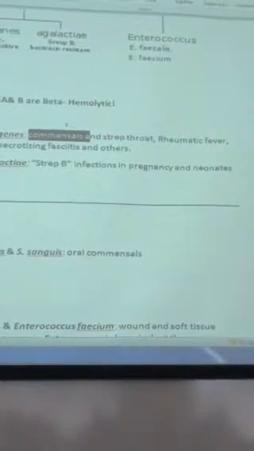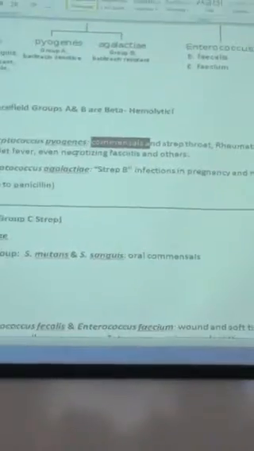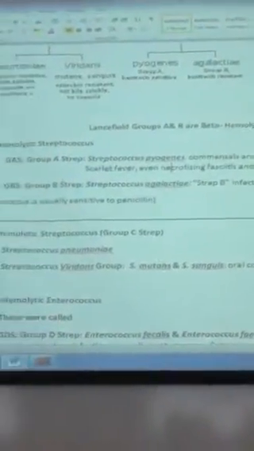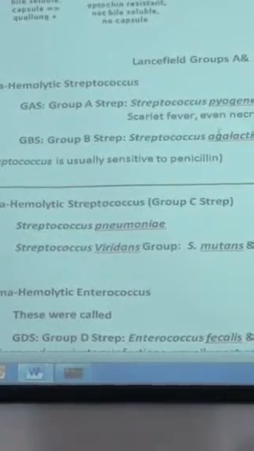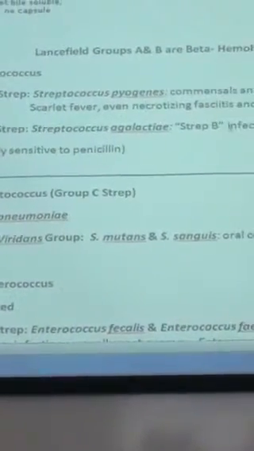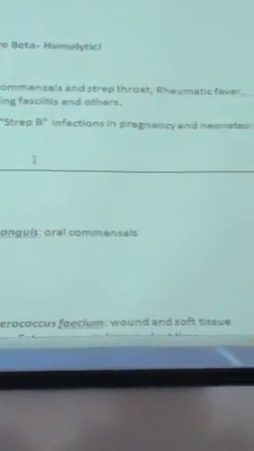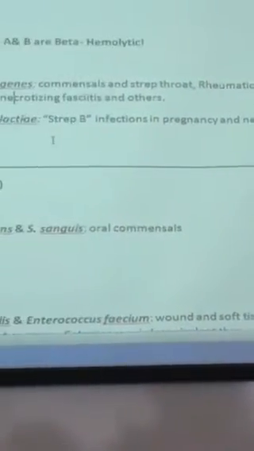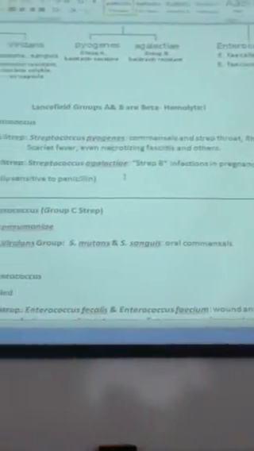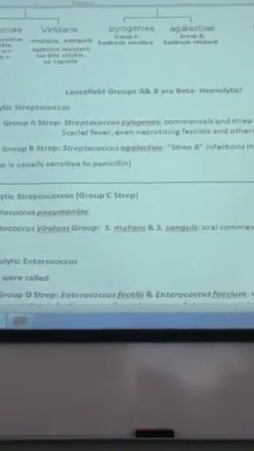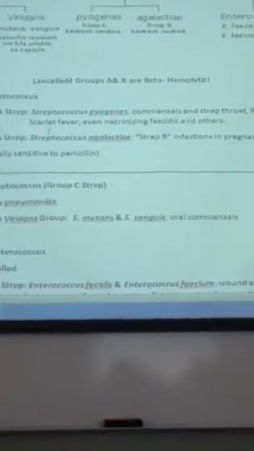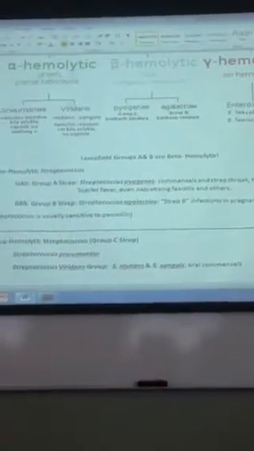If you Google this stuff, it'll tell you a whole bunch of different diseases. Your group B strep, that's the one I said my girlfriend lost her baby to. She miscarried. Agalactiae, strep B infections in pregnancy and in newborn infants. Streptococcus is naturally usually sensitive to penicillin because it's got that thick gram-positive cell wall. But remember, they've developed resistant strains. So this is an overview of it.